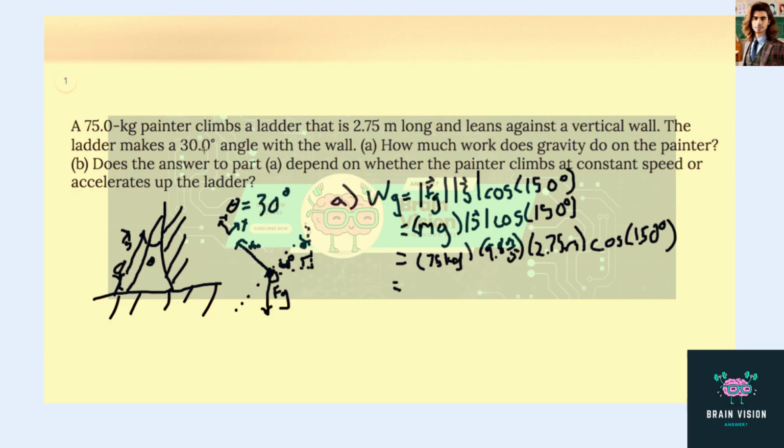And when you multiply all those together and round off to the proper number of sig figs, which would be 3 in this case, you get that the work due to gravity is negative 1750 joules. And so this makes sense since the man is moving upwards and the gravitational force is pointed downwards, that you're going to end up with negative work done by the gravitational force.